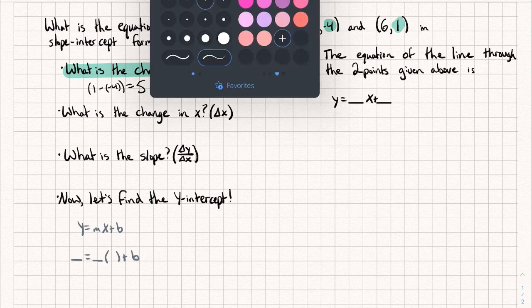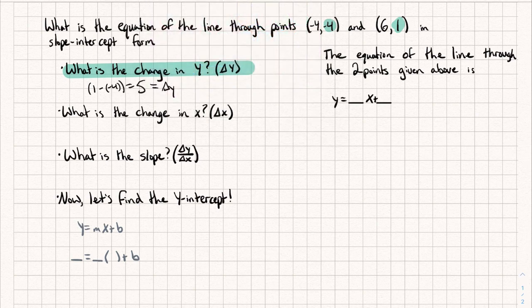When I take a look at our delta x, we have -4 to 6. So our x values changed from -4 to 6. And if I want to write that, I'll do x2, which is 6, minus x1, which is -4, equals 10. So my delta x is 10. Again, we did x2 minus x1, and we did y2 minus y1 up here, just so you guys are aware.